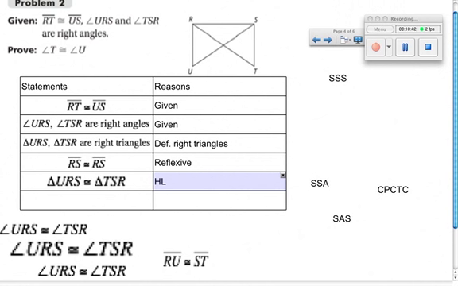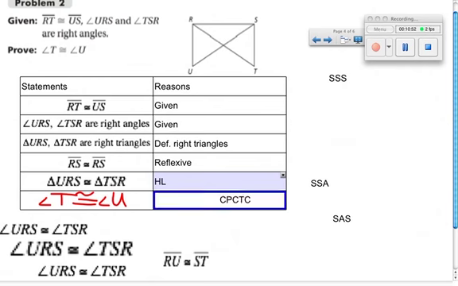And I don't have my last statement up here. Oh, okay. That would be why I was so confused. Angle T is congruent to angle U. That's why I was so confused. I was looking for that because of CPCTC. Sorry about that. Nothing like user error. So wait, if it's an angle that you're trying to prove, it's CPCTC.